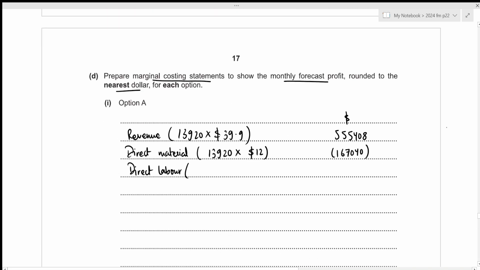Let's write it down. So for 12,400 units, the rate is at the normal rate of 18. For the excess 1,520 units, we need to pay the normal rate as well as the overtime premium. So that is of 22.5. This results in the total direct labor to be of 257,400. Now, we also need to include our other variable costs.